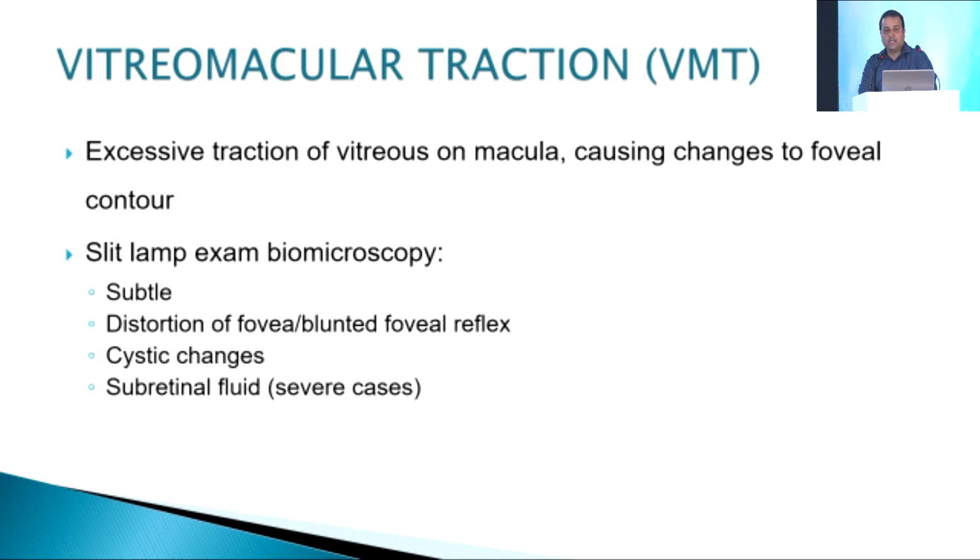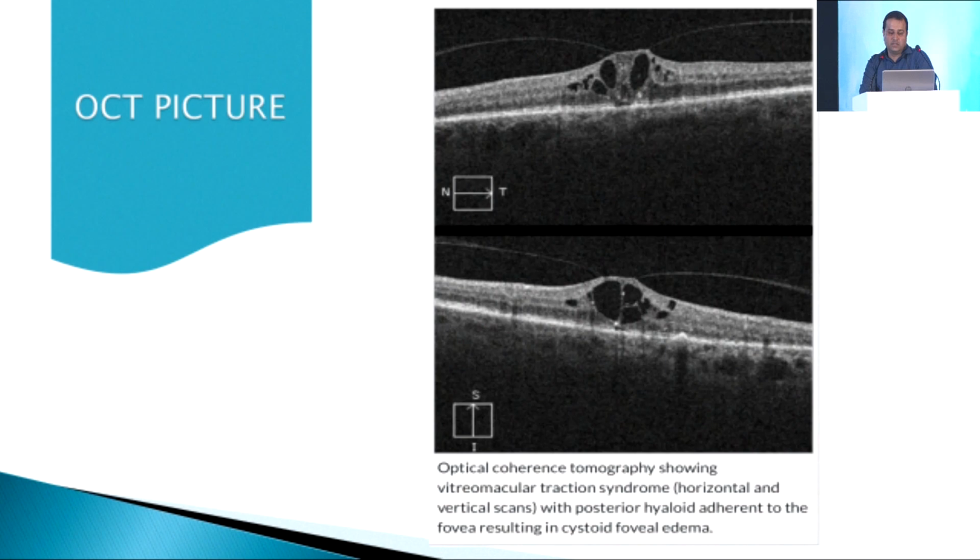The second entity is vitreomacular traction. On slit lamp examination, you will not find anything obvious. There are subtle changes unless there is very huge traction and there are cystic changes or subretinal fluid. So normally you can miss these cases on slit lamp examination, especially if the patient is complaining of decreased vision or metamorphopsia, or prior to cataract surgery.